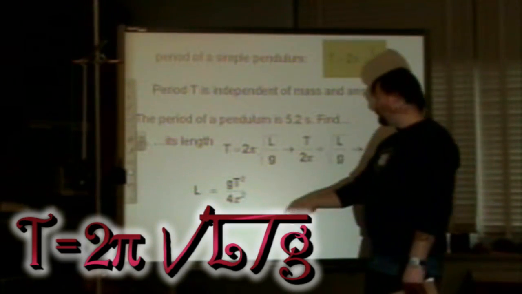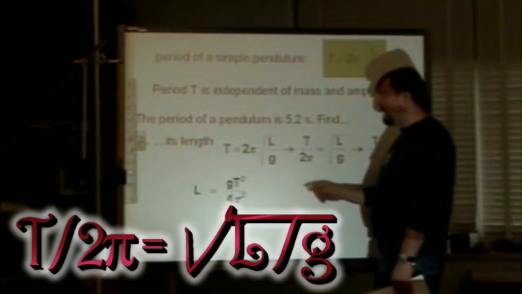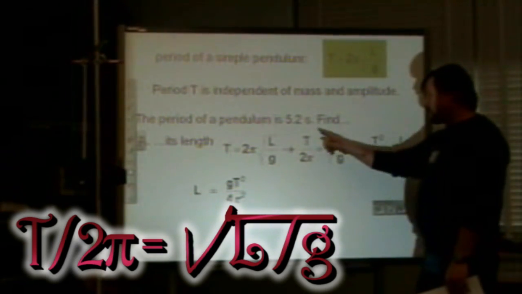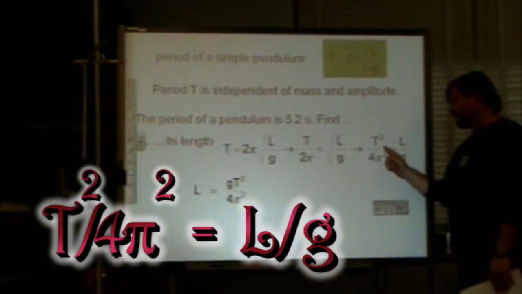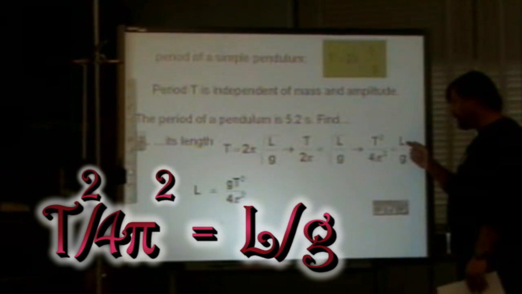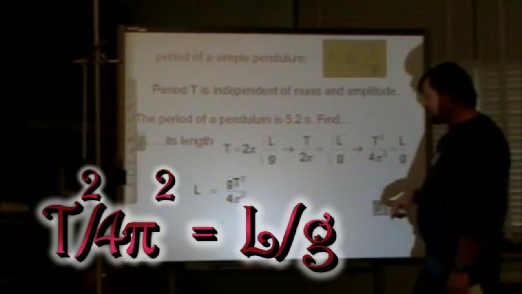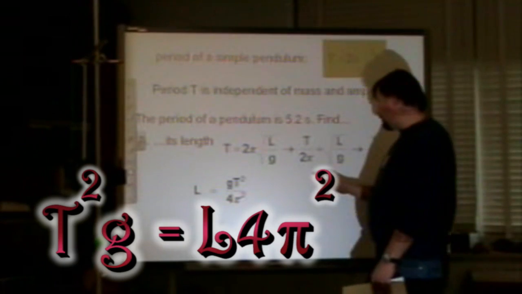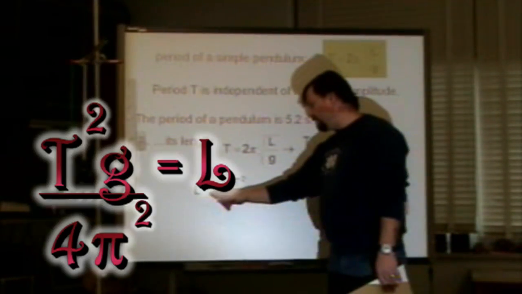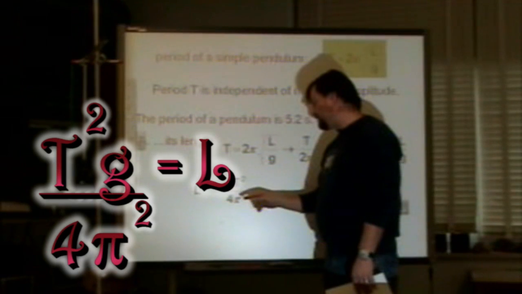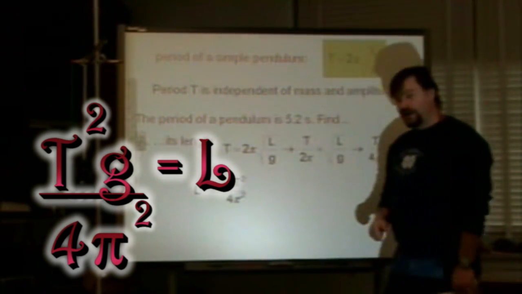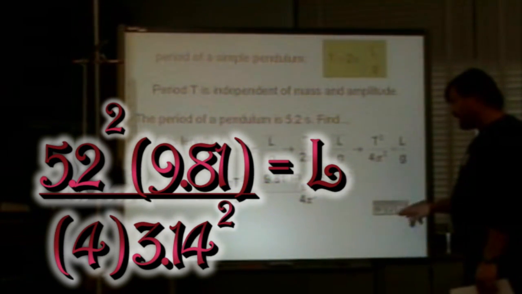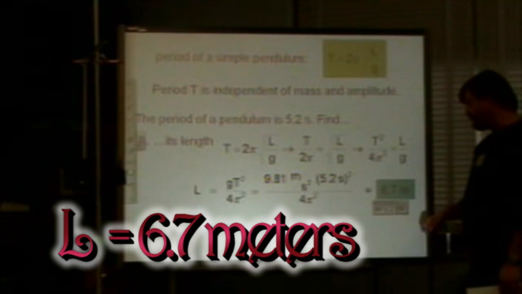And once again, what we do is we divide both sides by 2 pi, so we get T over 2 pi, and this cancels out. And then we square both of these, so we get T squared divided by 4 times pi squared, and then we have L over g, the length over the acceleration due to gravity. And then we solve out the g, acceleration due to gravity, multiply by both sides, and we get length is equal to g times T squared divided by 4 times pi squared. And now we plug in our numbers, and our answer is 6.7 meters.